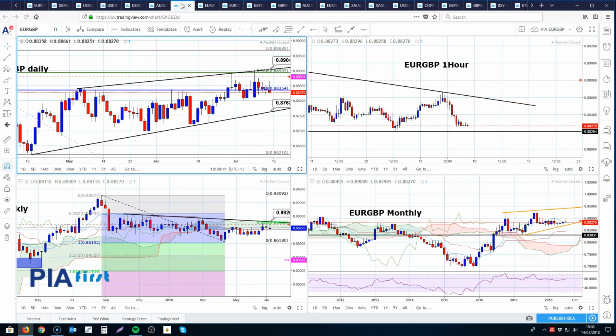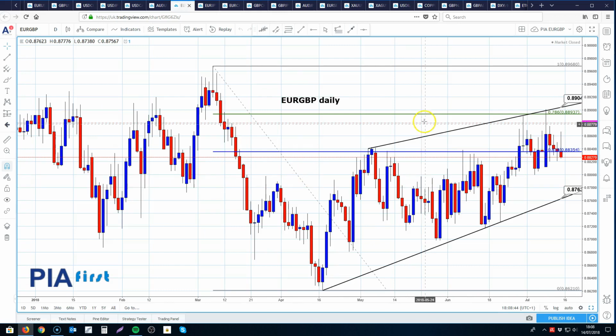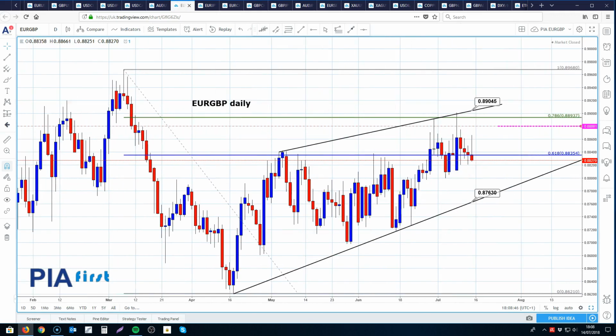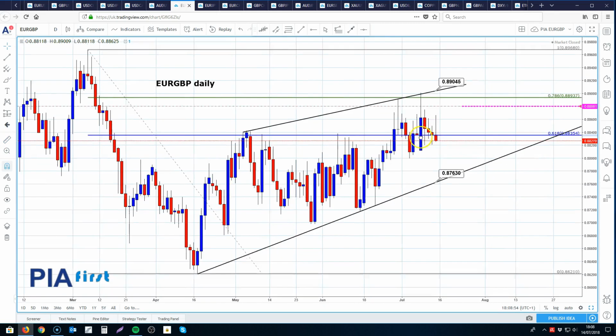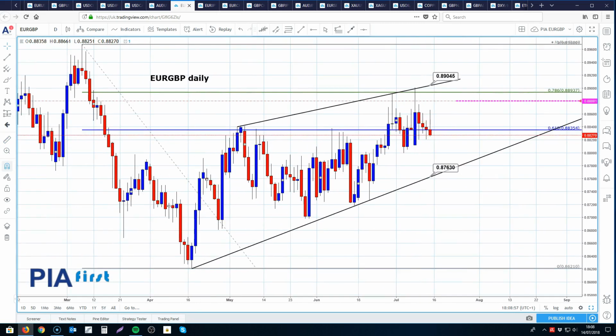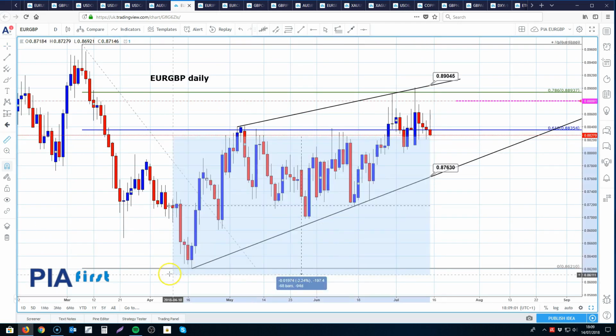Euro sterling, mixed volatile trading for how many days now? Seems like forever. Let's just put the measuring tool on. It's not highlighting. There we go.